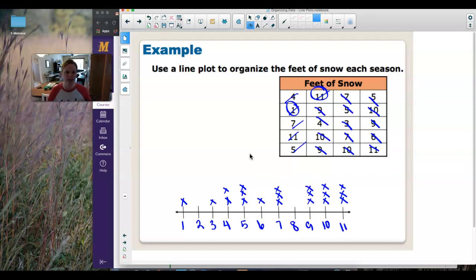Your homework tonight is going to be to complete a line plot. Cami so far has been working really well for us, so we're going to try that again. You're going to make a line plot on Cami, and then you're going to answer some questions about that line plot. And that's all you'll have to do.